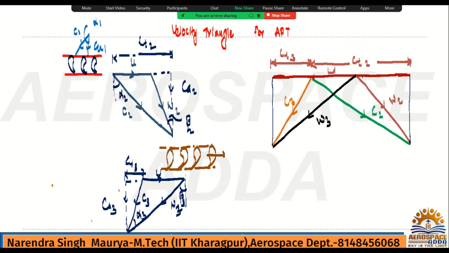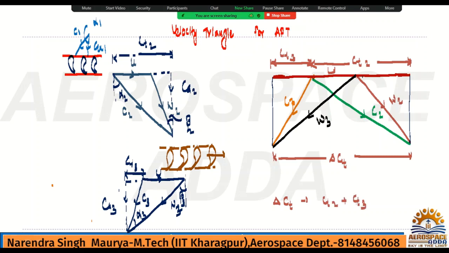Now this is what U, and this value will be what? It is nothing but delta CT. What is the delta CT? You can say it's CT2 plus CT3. All right. So this is what the velocity triangle, and if you want to calculate the work, then you will write the specific work. We already have derived. We are not going to derive, but if you want to write, you can write U into delta CT, which means U times (CT2 plus CT3). This is the turbine work.